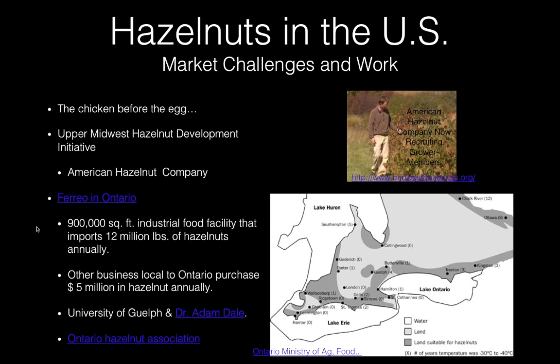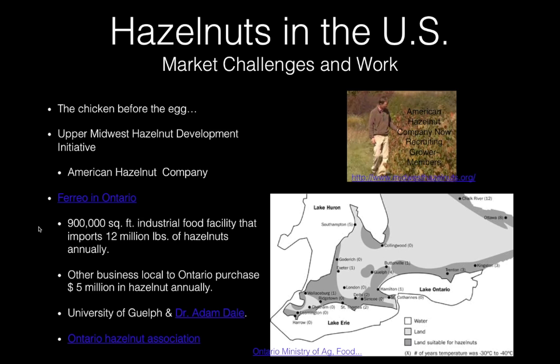So there are several objectives with hazelnuts that are similar to what's going on with chestnuts. Namely, the chicken before the egg predicament. There are many incentives to try to get producers to plant hazelnuts, but there's some hesitation because markets are somewhat undefined. What the Upper Midwest Hazelnut Development Initiative is doing right now is they've established the American Hazelnut Company, which is to serve as an aggregator for buying and processing and distributing hazelnuts. And so that's helping potential growers in the Wisconsin, Minnesota, Iowa, Illinois area take the step of establishing plants.